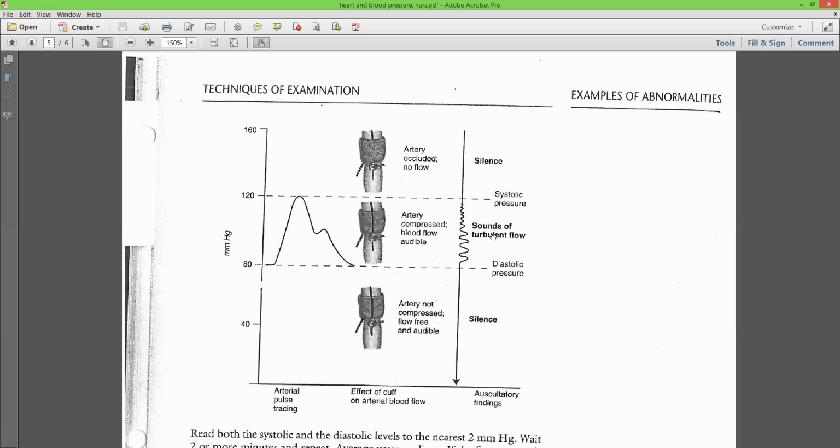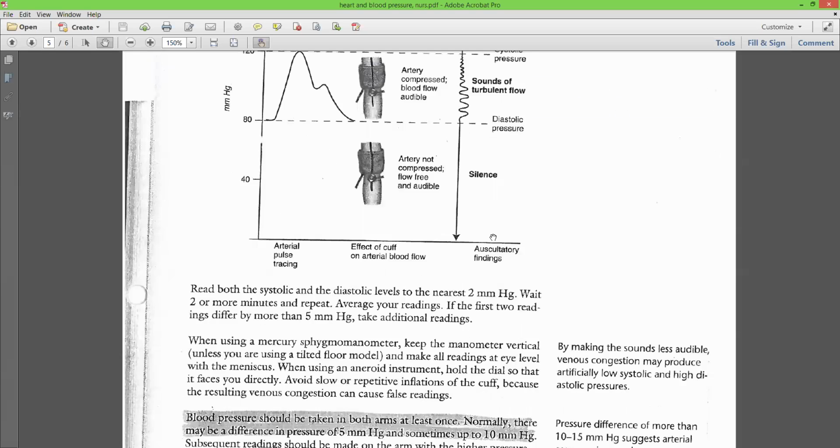So you look at your meter. When the meter is over the number where you last heard the sound, which will likely be around 80 if it's normal average, then you record that. So the first sound you hear, systolic. The last blooping, dripping Korotkoff sound that you hear, diastolic. So there's your systolic over diastolic.